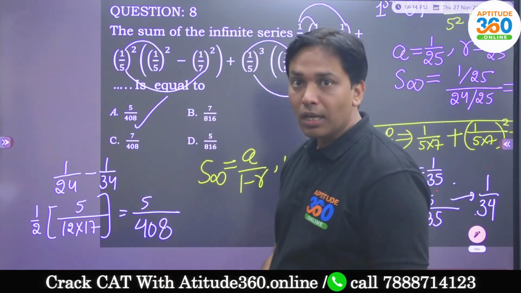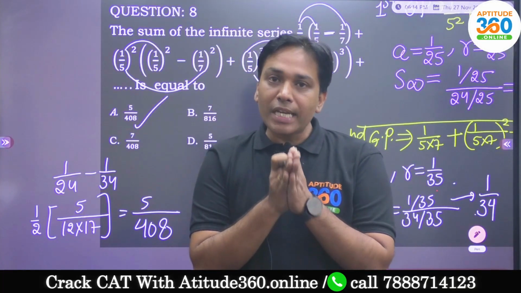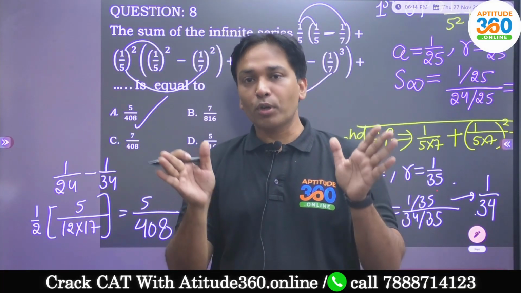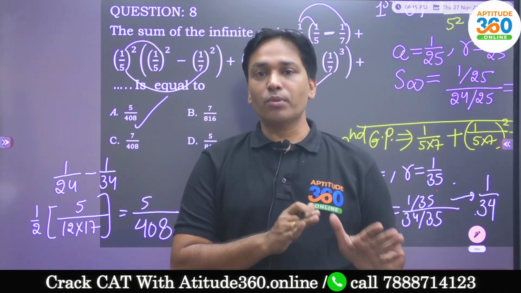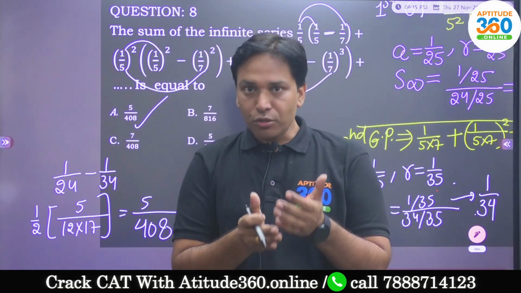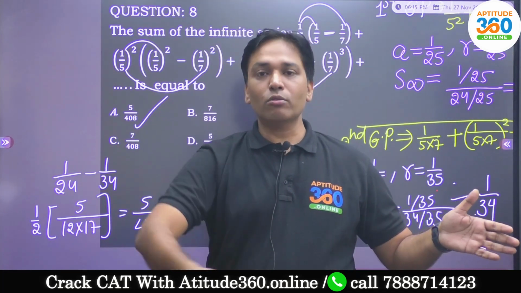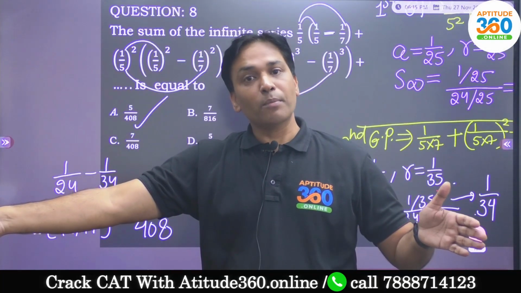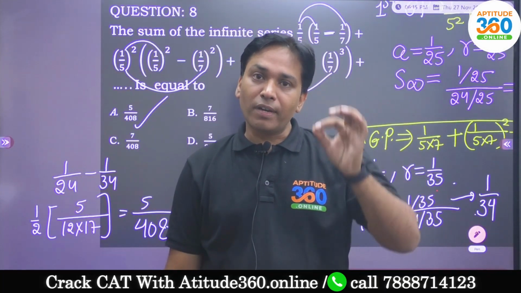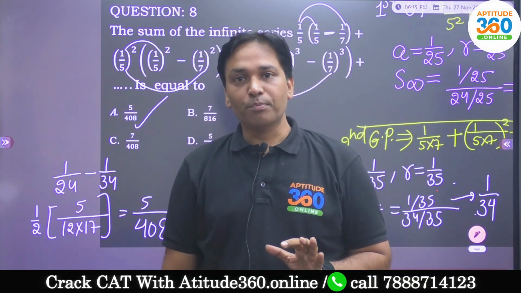I hope you have understood. If you can differentiate that there are two geometric progressions, then this problem is really very simple. And then at the end of it, you should also know how to find the sum of infinite terms of a geometric progression, which is the first term divided by 1 minus the common ratio, right?